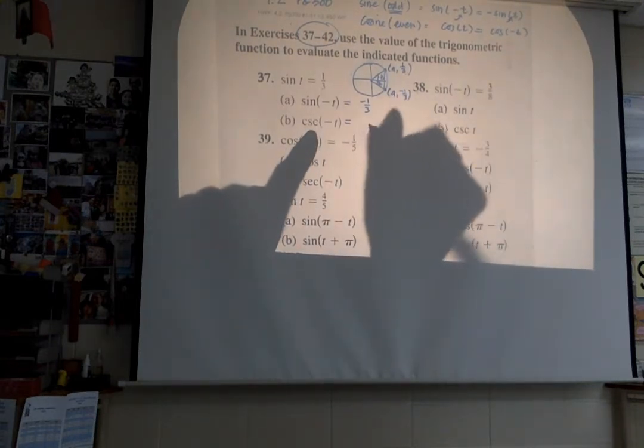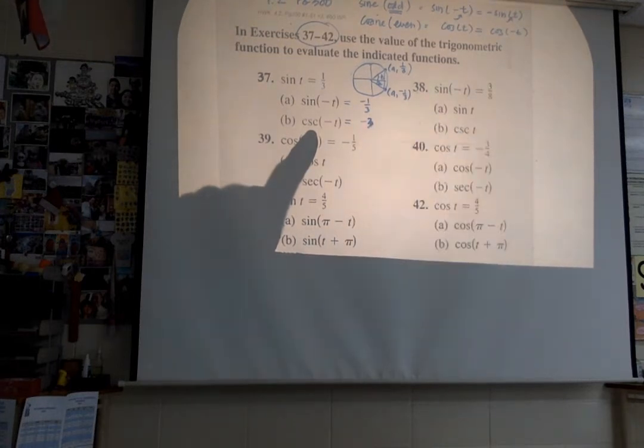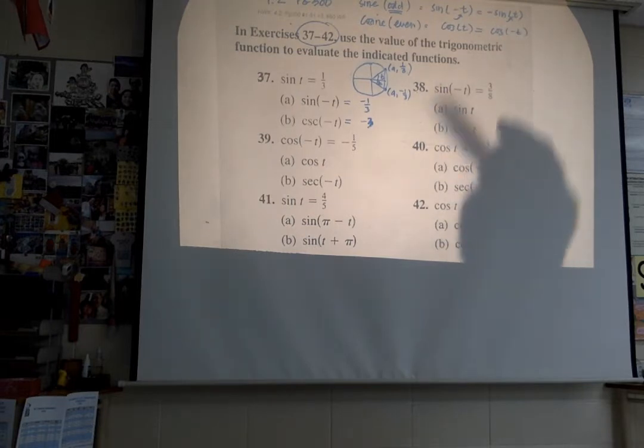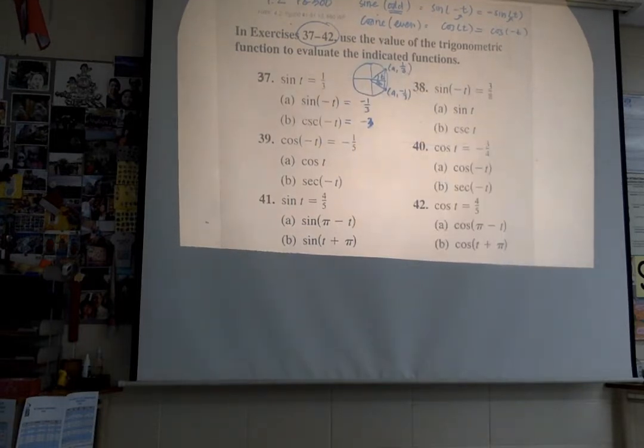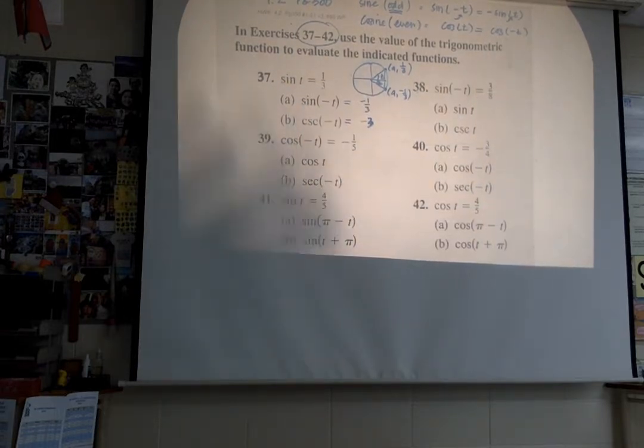How about cosecant of negative t? That's obvious. It's going to be just negative 3, right? If you know sine of negative t, then you obviously know cosecant of negative t. All right? Now try this one on your own, okay? And let's go to cosine. I'm just going to do 37, 39, and 41 for you, and you could actually think about these ones because they're kind of similar. All right, let's go to number 39.